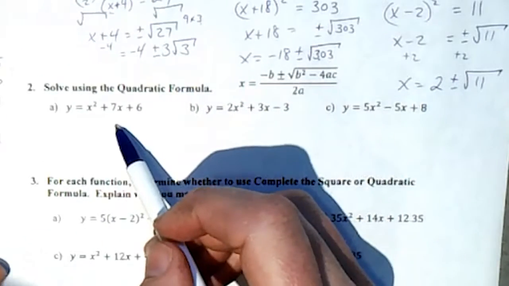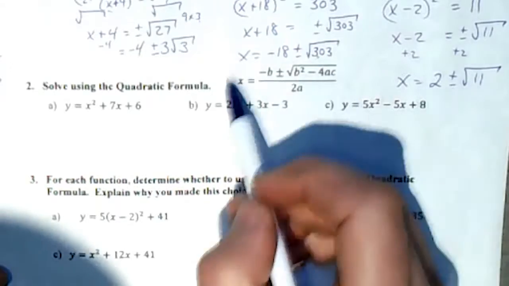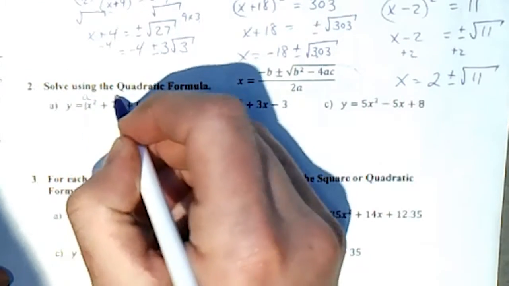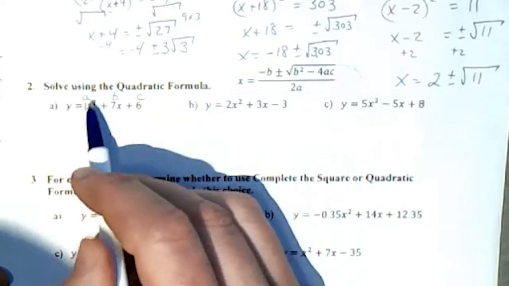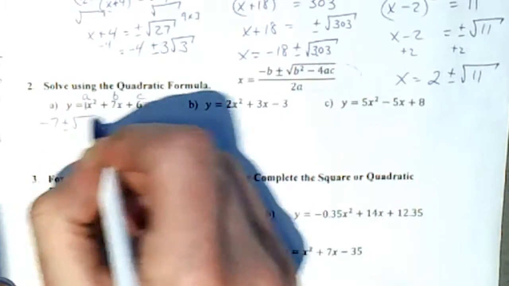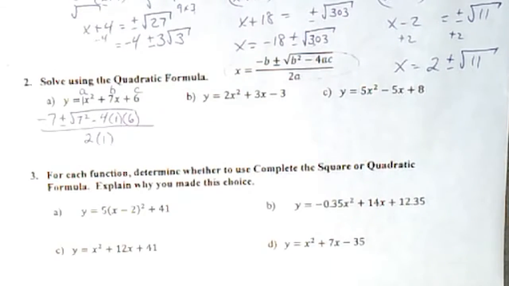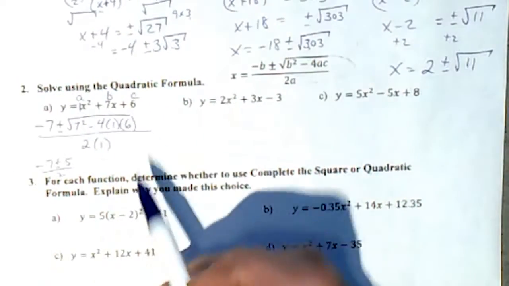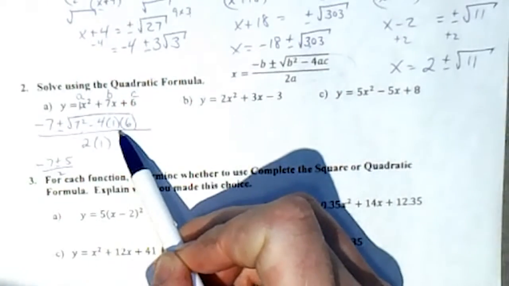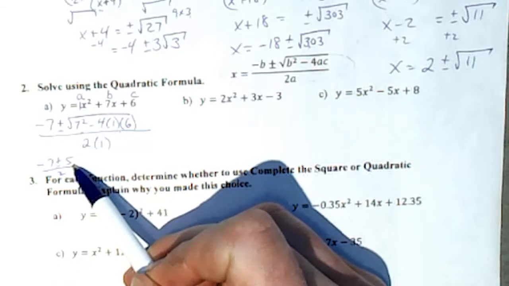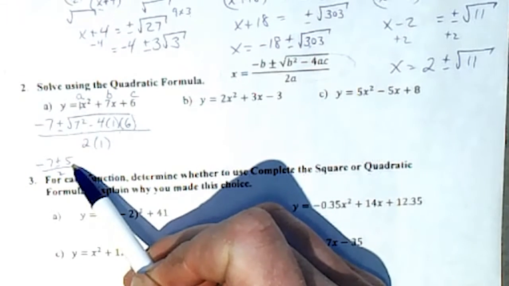So now we're going to switch over to the quadratic formula. We're going to use the formula. A, B, C. So this becomes a perfect square. 49 minus 24 is 25. The square root of 25 is 5.